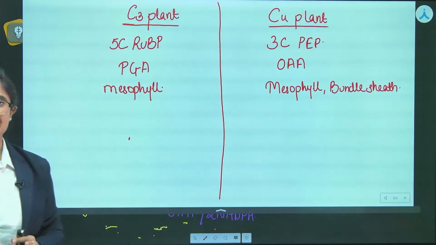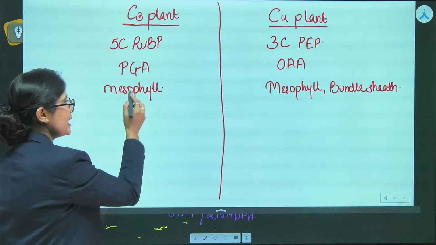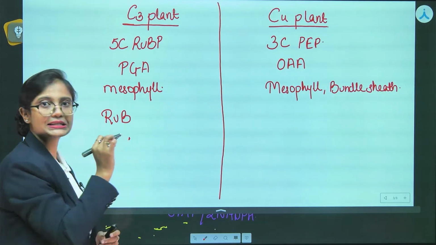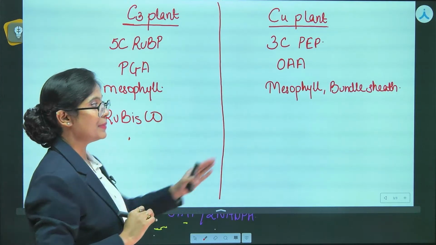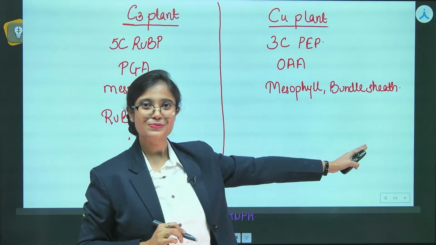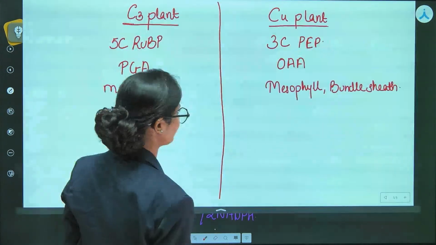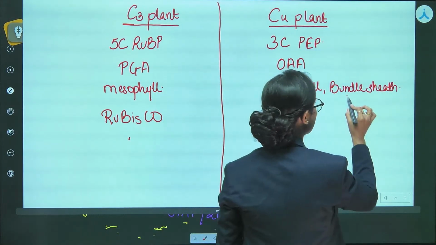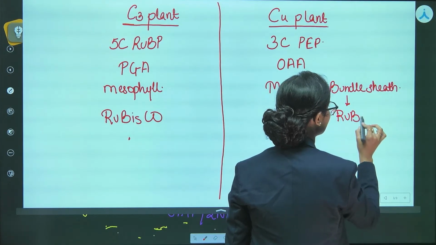Now, if we see the activity of Rubisco enzyme, so in them, Rubisco enzyme get activated or it is present in the mesophyll cell of C3 plants. But if we talk about the C4 plants, in them, the Rubisco enzyme is found in the bundle sheath cell.